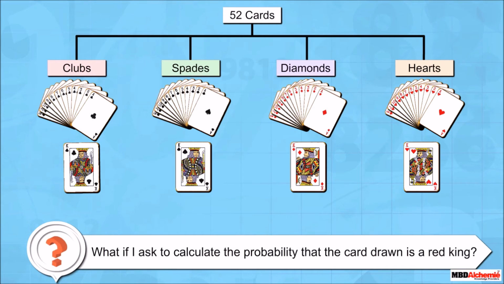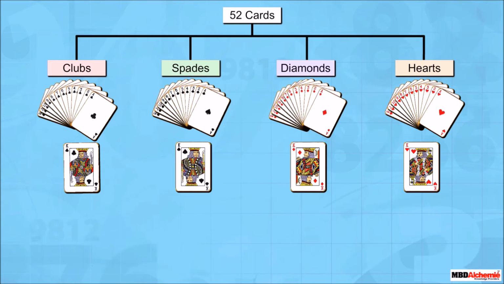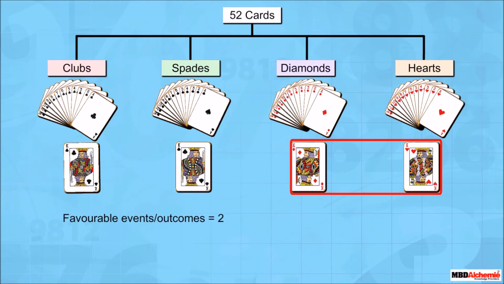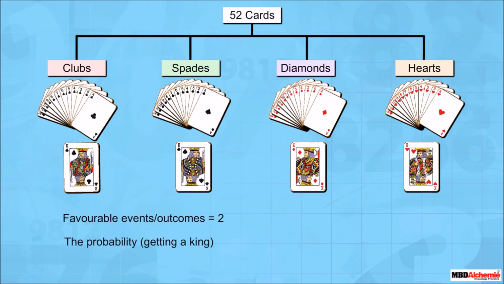What if I ask to calculate the probability that the card drawn is a red king? As we know that out of 4 kings, 2 cards are red and 2 are black. Thus, here the favorable events are 2, and on solving this fraction, we get 1 upon 26, which is the required probability.